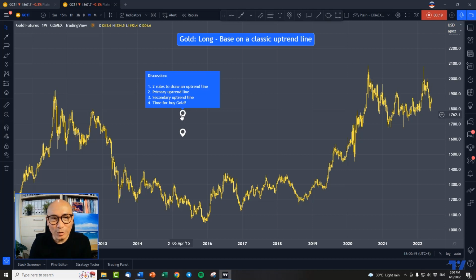And number two, we're going to discuss how to identify the primary uptrend line, or what I call the main uptrend line, which is applicable towards the years ahead. And number three, we're going to look a little bit mid-term to short-term at how to identify the secondary uptrend line. And last of all, is it a time to look into gold to buy on dips again?